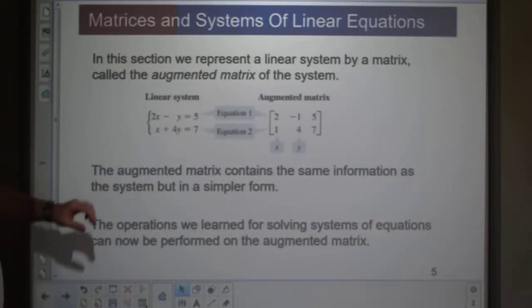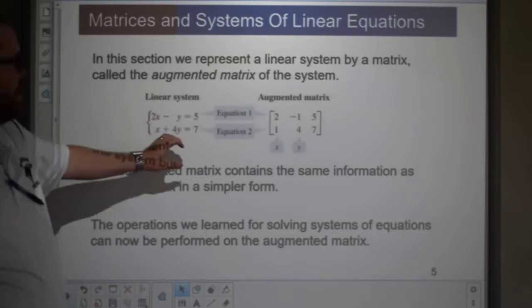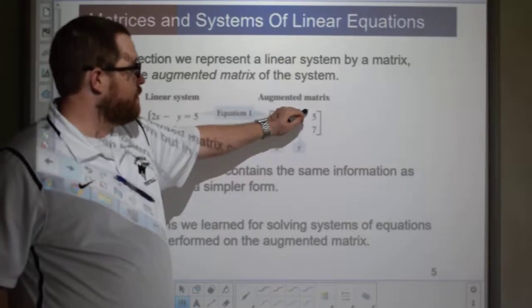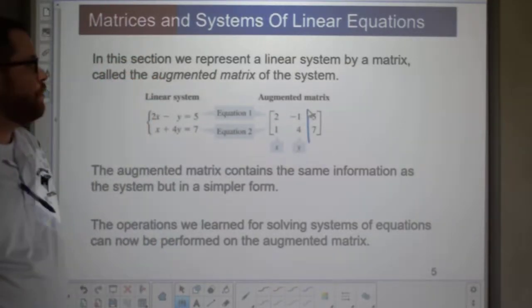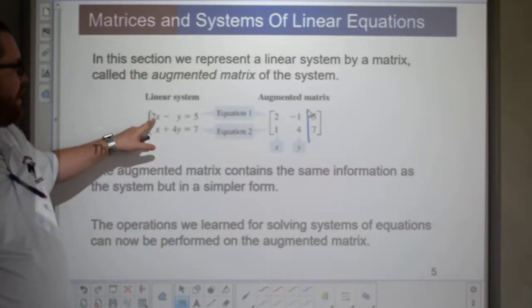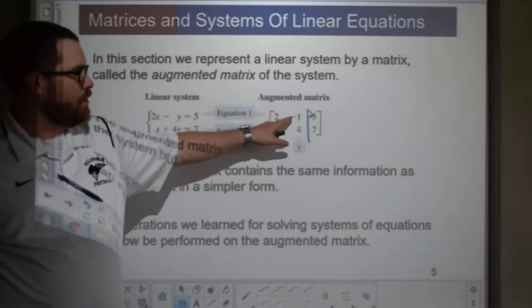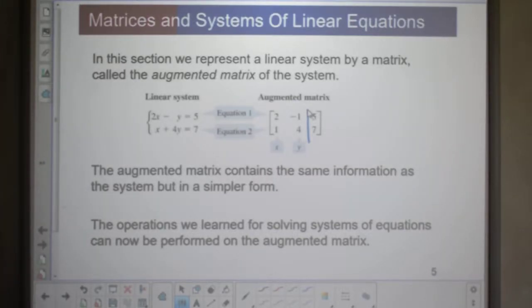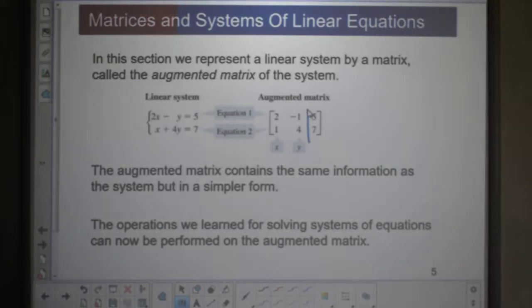So, we talked about systems before and how to turn them into augmented matrices. Okay? I like augmented matrices with a line like that in it. So why do I put the line there? Because now I have 2, -1, 1 and 4, and the answers are 5 and 7. So that's an augmented matrix. You don't have to have the line in there, but I think it makes it easier to see.